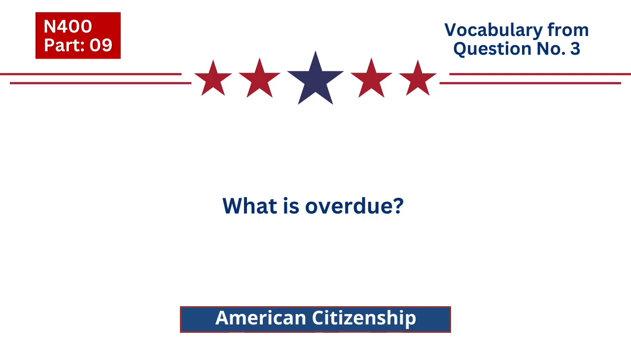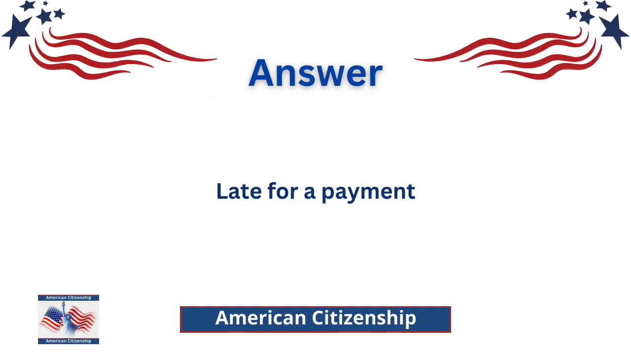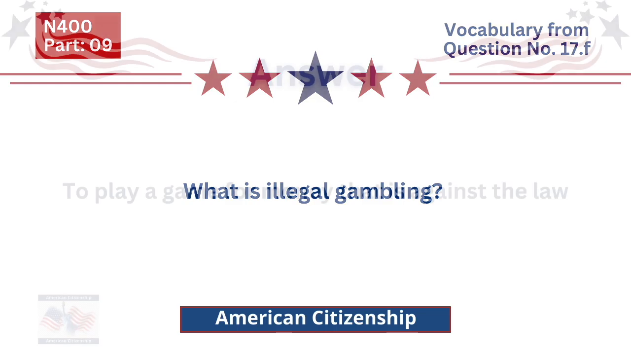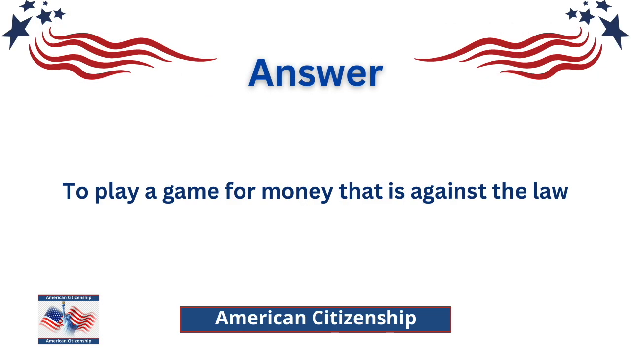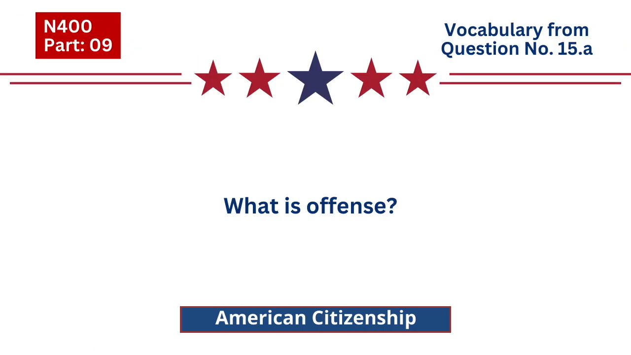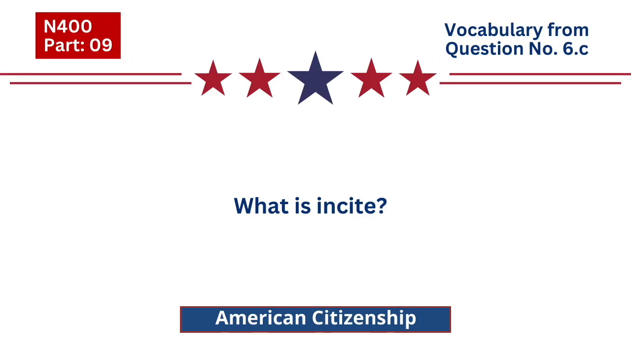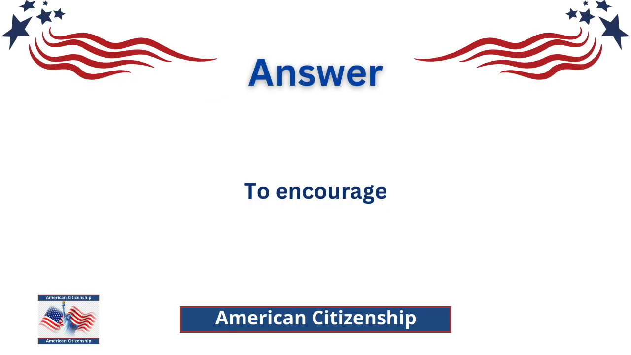What is overdue? Late for a payment. What is illegal gambling? To play a game for money. That is against the law. What is offense? Minor crime. What is incite? To encourage.